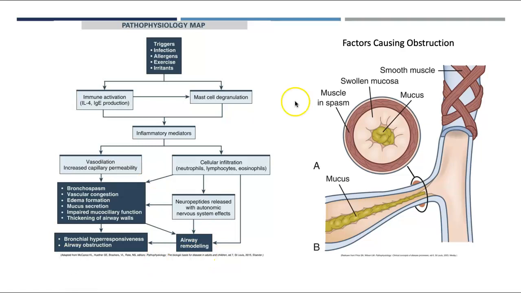So some of those factors that cause the obstruction: the smooth muscles are affected, the swollen mucosa, so that you notice that narrowing, the muscle spasm, and then that mucus. So the mucus plug can definitely, along with all that swelling, cause people to have obstruction and not be able to move the air.